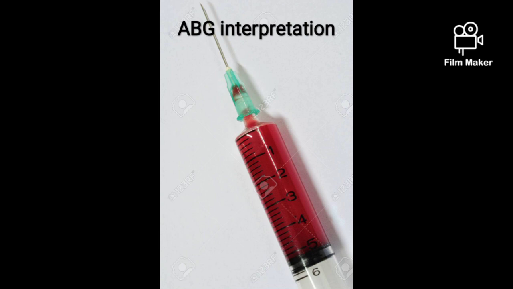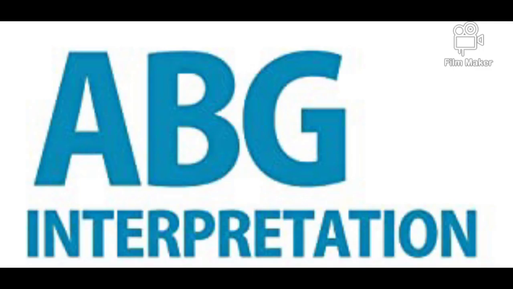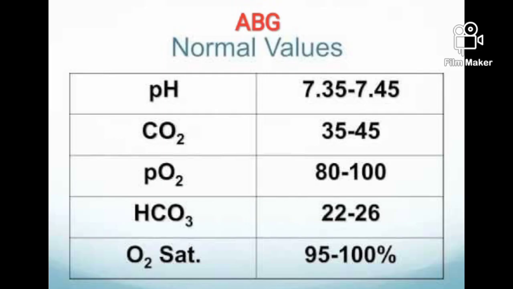Today we're gonna talk about interpretation of arterial blood gases. Interpreting an arterial blood gas (ABG) is a crucial skill for physicians, nurses, respiratory therapists, and other healthcare personnel. ABG interpretation is especially important in critically ill patients. The following six-step process helps ensure a complete interpretation of every ABG.